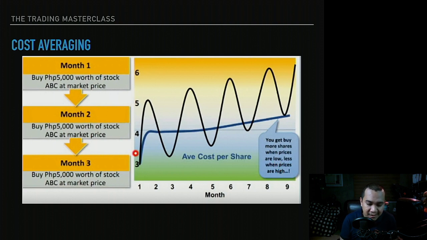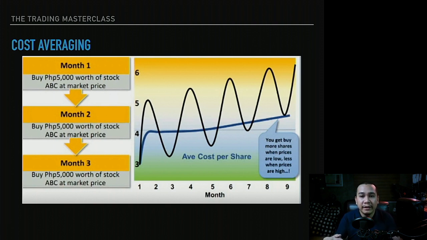There's this thing that we call an average. That is basically the average of all the stocks that you bought from month 1, month 2, and month 3. Basically, if you do this strategy, everything's going to average out, and if the stock is just overall going up, your average will also go up, and your investments will go up with it.